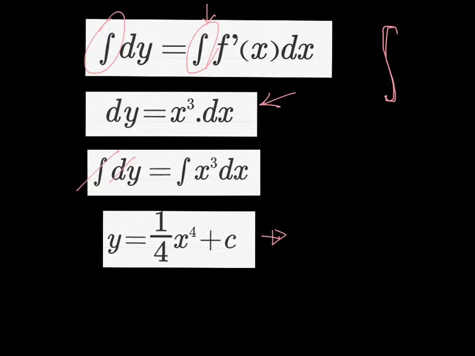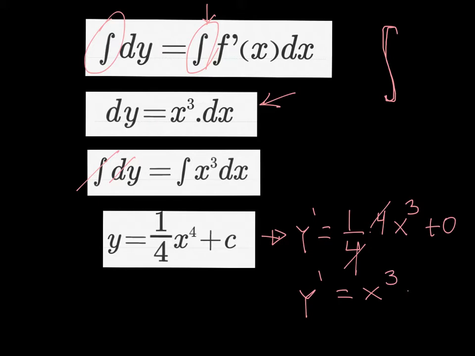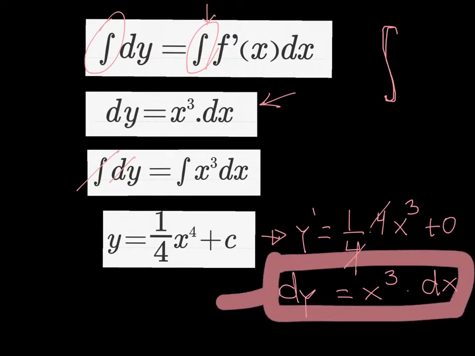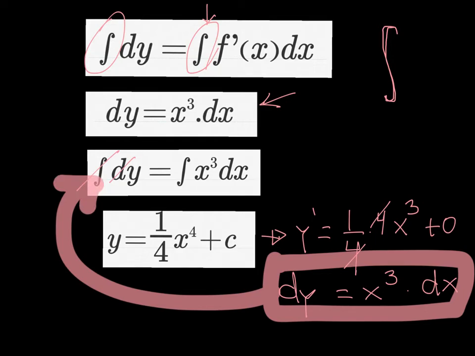Let's see, if we have this y, let's obtain y prime. y prime will be 1/4 times 4 x cubed plus 0. So simplifying the 4 and 4, you will have that y prime is equal to x cubed, times dx, or the derivative of y, or y prime. So we have that y prime equals x cubed, which is basically the same function.